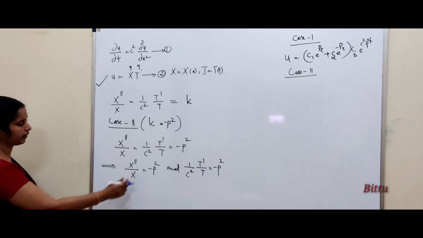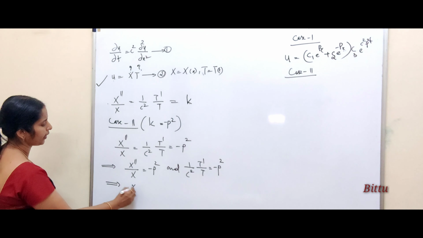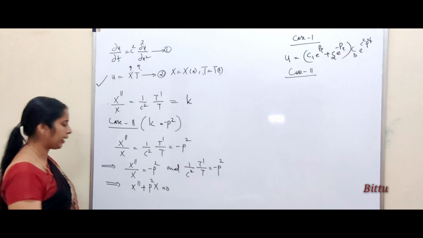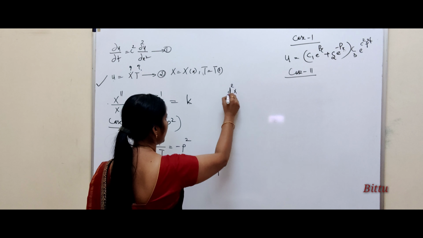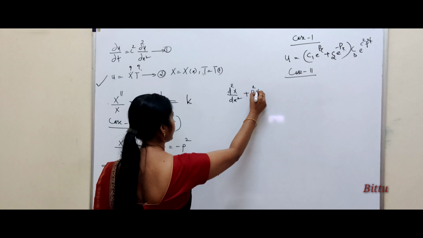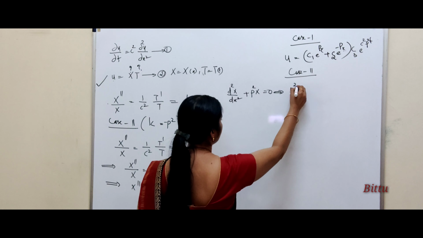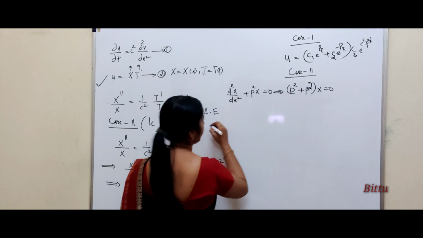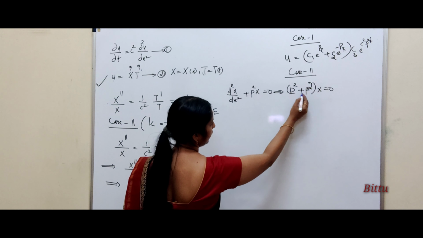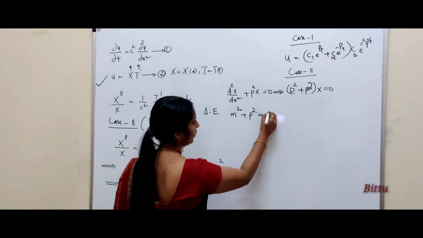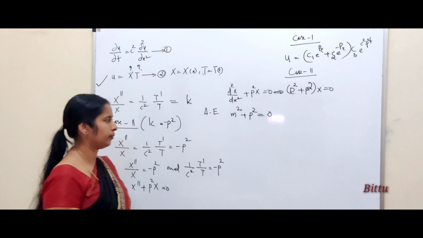You consider this differential equation, which implies X double dash plus p square X equal to 0. That is d square X by dx square plus p square X equal to 0. What is its auxiliary equation? You can write it as D square plus p square into X equal to 0. Next, in this you replace D by m, so m square plus p square, and ignore the variable. This is the auxiliary equation.